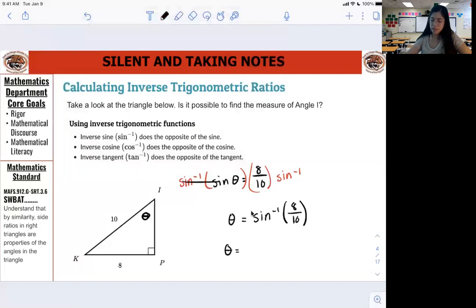Rounded to the nearest tenth. Good, guys. 53.1 degrees.